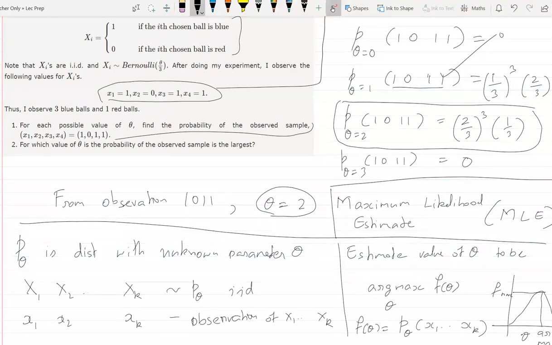So we already saw an example. There was an unknown parameter theta. We saw an observation like this. And what is the maximum likelihood estimate for theta from this observation? It is basically theta equal to 2. Is the concept clear?